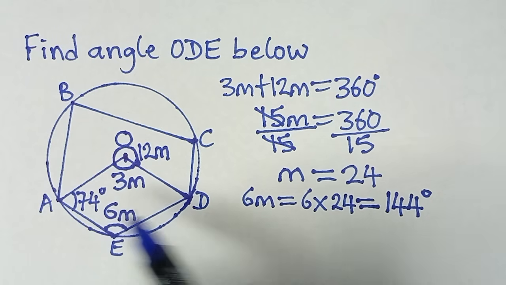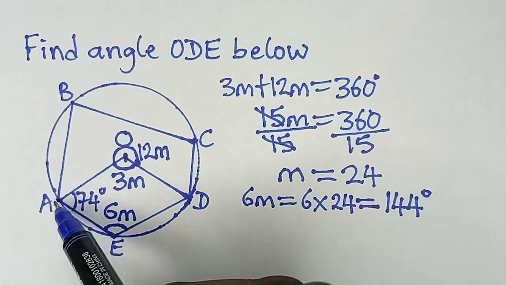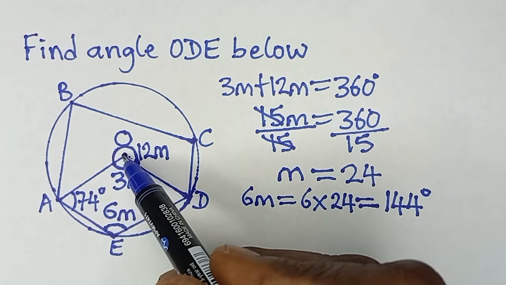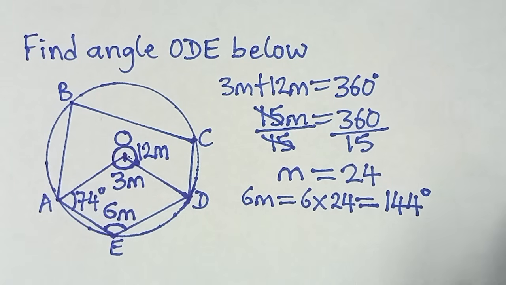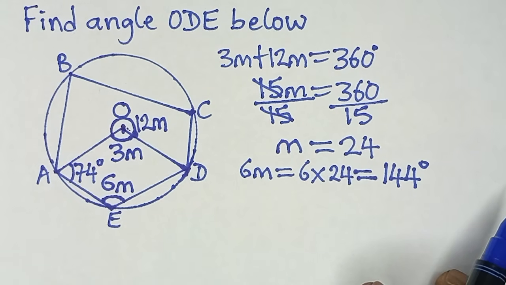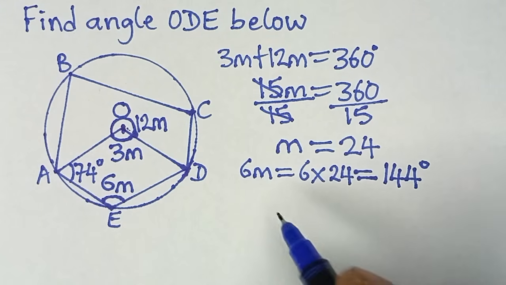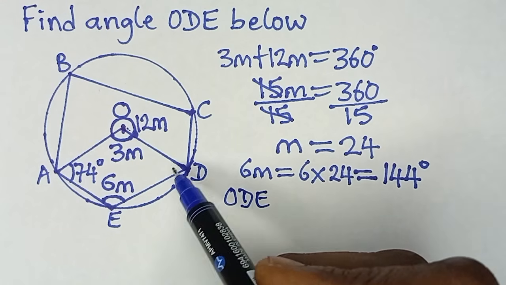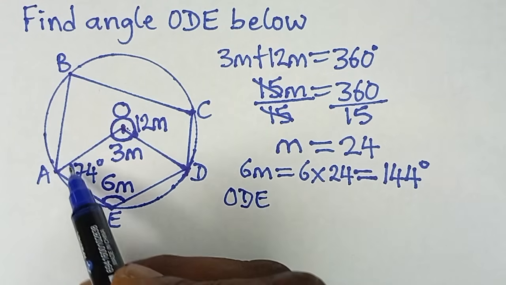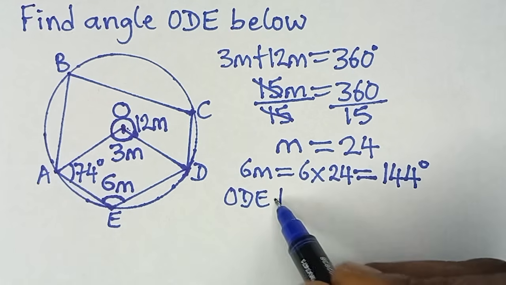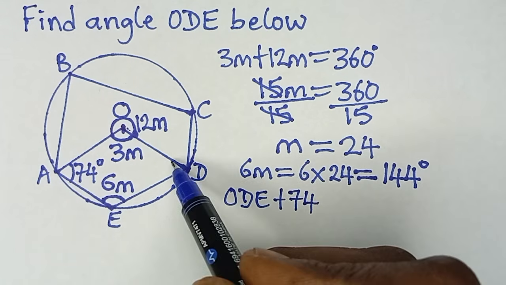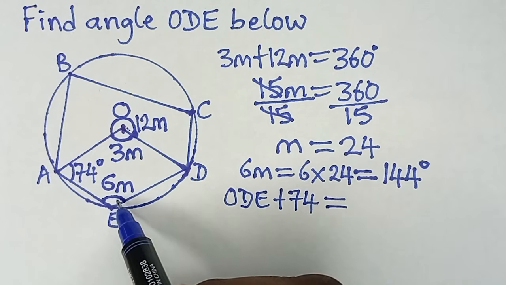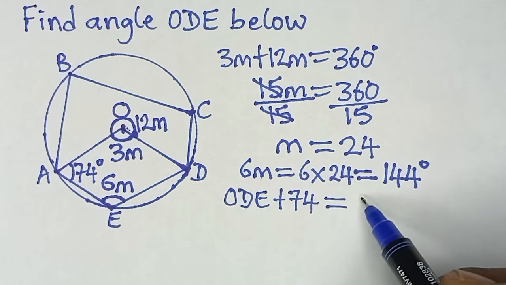The short method there is that once you see a diagram like this inside a circle, a quadrilateral coming from the center of the circle like this, don't waste your time doing some other sketches. What you just need to know is that this angle ODE plus the opposite angle to that angle, which is 74, so plus 74, all together will give you this angle at the circumference here, and that is 144.